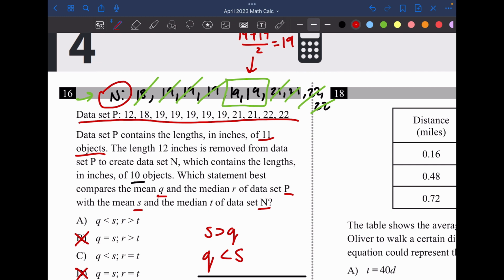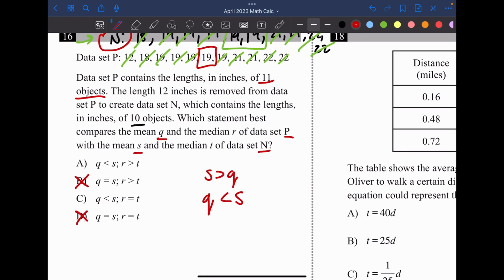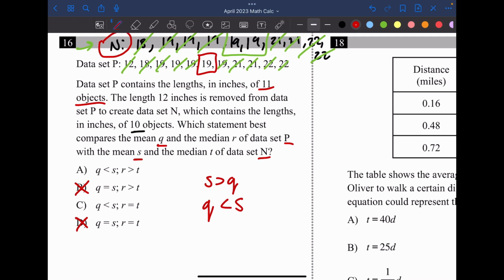After that, let's do the exact same thing for data set P. So I'm going to erase this line, but yeah, cross out left, right, left, right, left, right, left, right, left, right, and we are still left with a median of 19. So even though we removed one of the numbers, both medians are still the same. That means R and T must be the same.